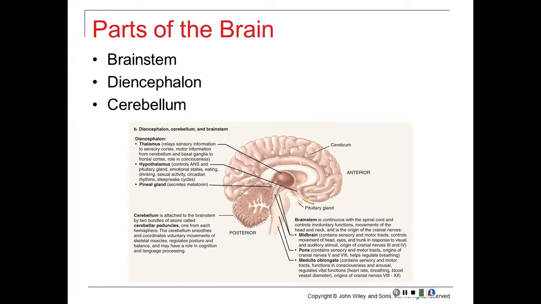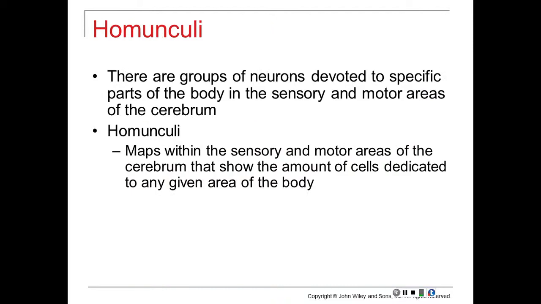The pons contains sensory and motor tracts that help regulate breathing and respiration. The medulla oblongata also controls rate of breathing as well as heart rate, blood vessel diameter, and blood pressure. Some autonomic, actually most autonomic functions are also relayed through the medulla oblongata.